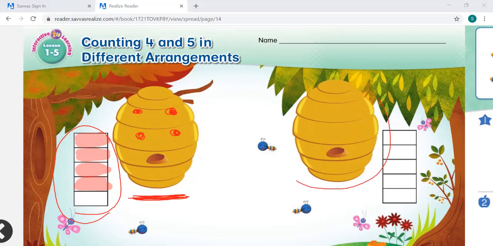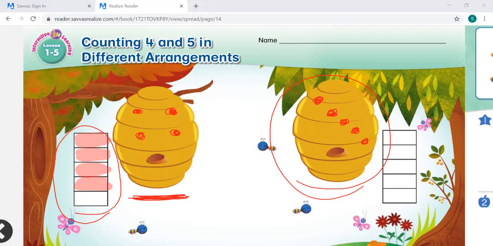All right, let's look at this beehive on the right side. So remember, the bees are buzzing around, and it's hard for the beekeeper to count them because they keep moving. So now, how many bees are in this hive? There are 5. That is correct. How do you know? Well, I put 5 counters, so that means there's 5 bees, right?